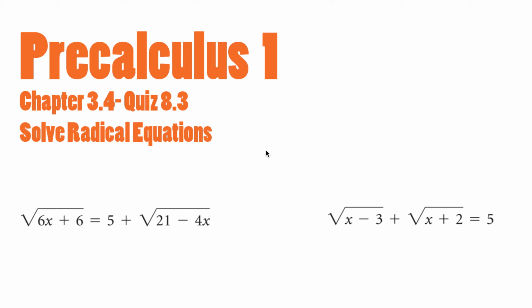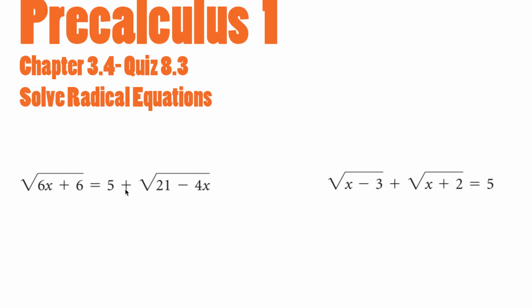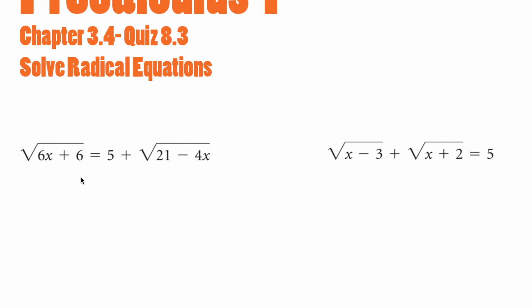So in this video, we're going to solve radical equations. This time, we're going to have two radicals in the same equation that are not the same inside the radical. This video is going to be a little bit longer because the process is much longer, but I hope that you will understand what the process is. So you have this one, square root of 6x plus 6 equals 5 plus radical 21 minus 4x.